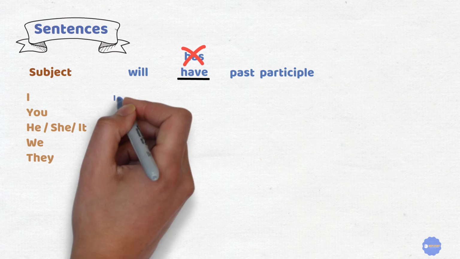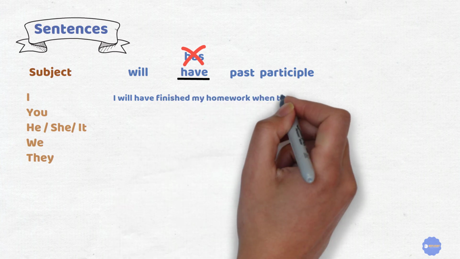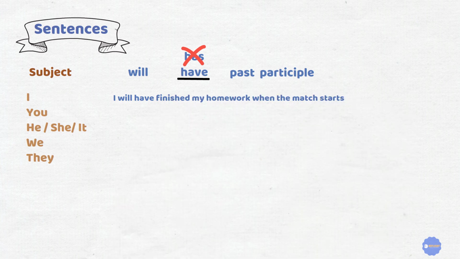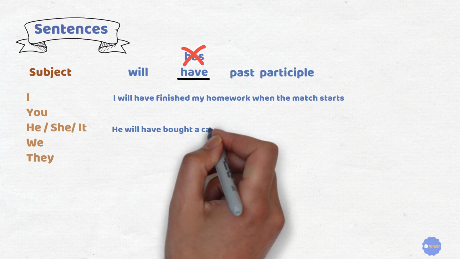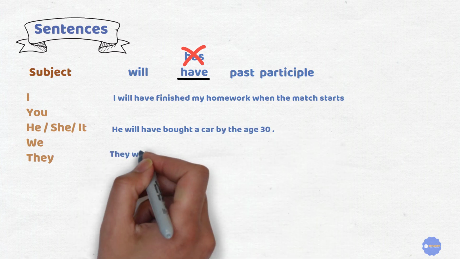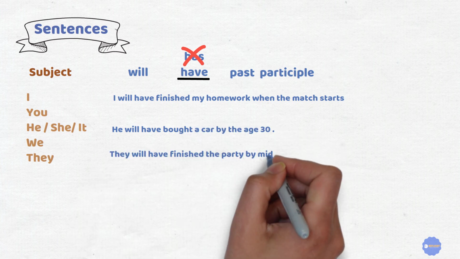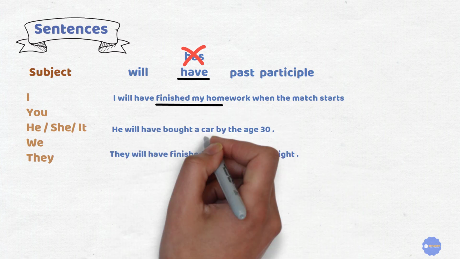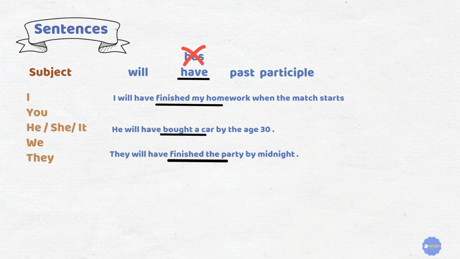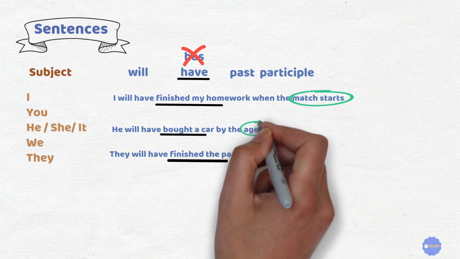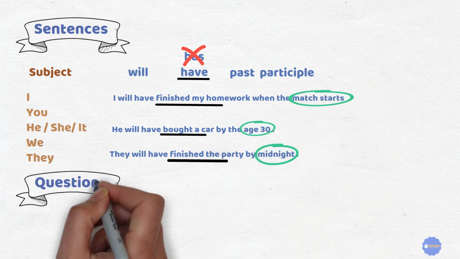For example, I'll have finished my homework when the match starts. Or, he will have bought a car by age 30. We'll have finished the party by midnight. So here the action of finishing the homework, buying the car, finishing the party will be finished, will be done before this time.